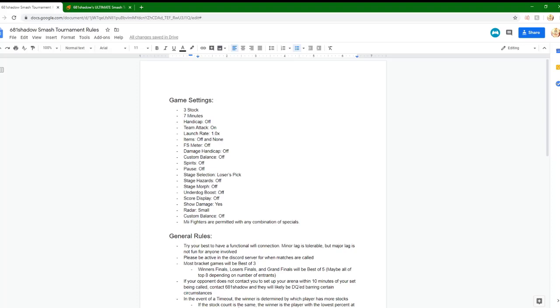So to start with the rules, we have the basic game settings for the rule set when you're making the arena. Games are going to be 3 stocks, 7 minutes, handicap off, team attack on, standard launch rate, items off and none. No FSP, pretty standard competitive stuff, all items, stage hazards, all that kind of stuff off. We're going to get to stage selection in a bit here in the rule set as well.